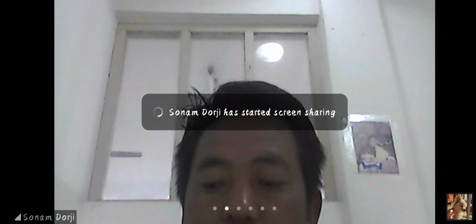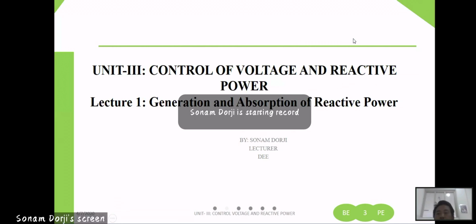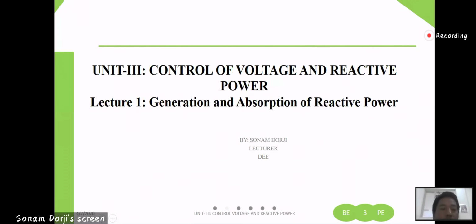Last class we completed unit 2, and today we'll start with unit 3. Unit 3 is control of voltage and reactive power. Today we'll see generation and absorption of reactive power: how to generate, which device will generate, and which device will absorb the reactive power.